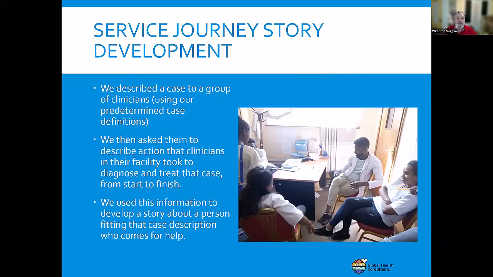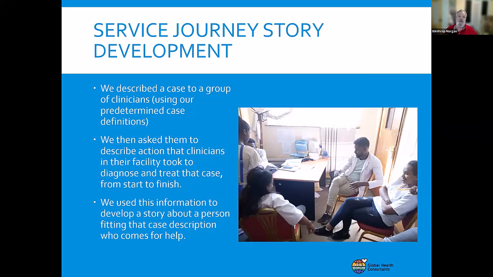We also wanted to share with you the way that we went about getting the procedure information. And what we used we called a service journey story. So you see people here, they're having a fun time. And one of the reasons they're having a fun time is that they're telling us a story and we're telling a story back to them.